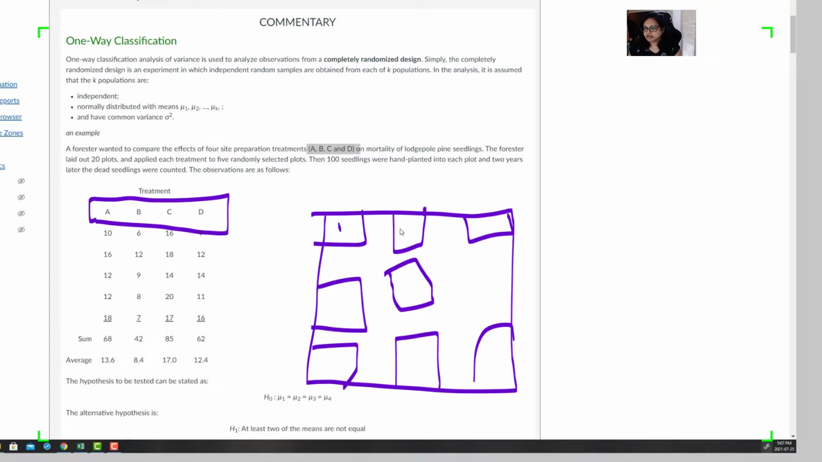Let's say this is plot 1, 2, 3, and up to 20. And then randomly we say that this one is getting treatment A, this one is getting treatment A, and we have no bias about which plot is getting which treatment. Let's say this is B, and this is B, and this is D. After we do that, we observe them and collect the information.